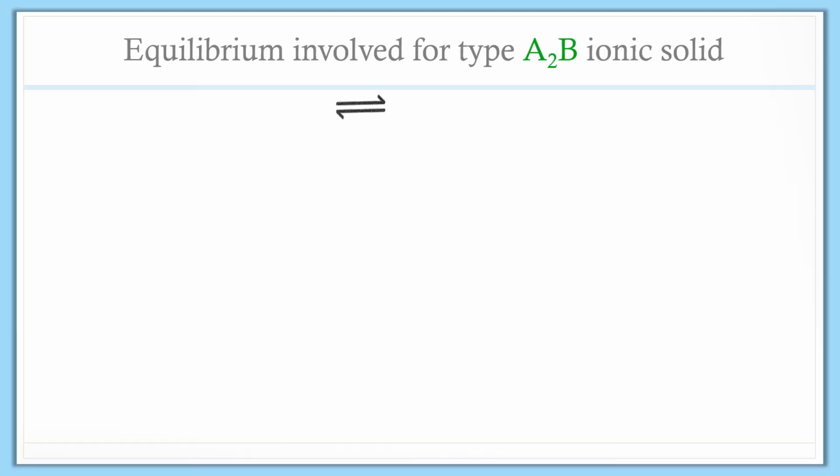All right, now we're talking about A2B, or AB2 ionic solids. The only difference is that whichever one of the solid has a different number of ions, you're going to have a coefficient in the product side. And our equation looks like this: K sub S equals concentration of A squared times concentration of B.